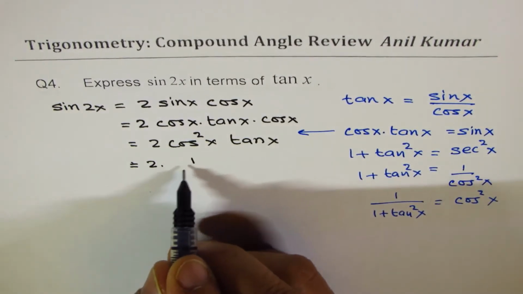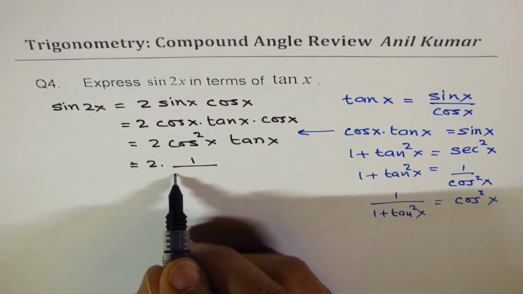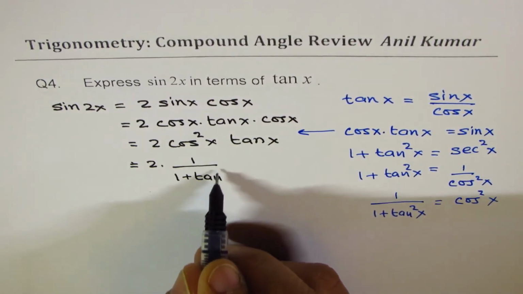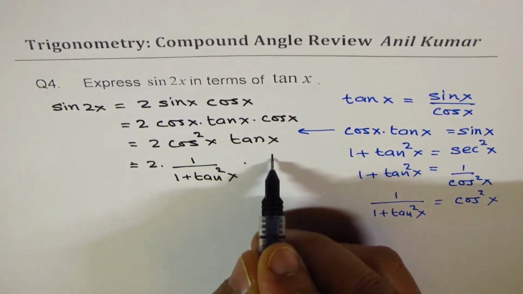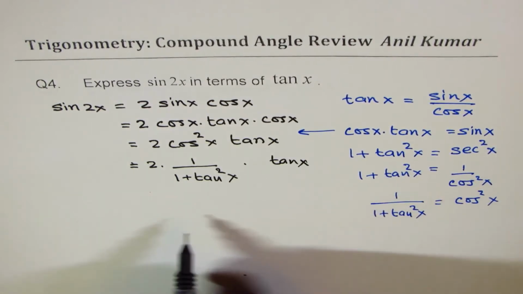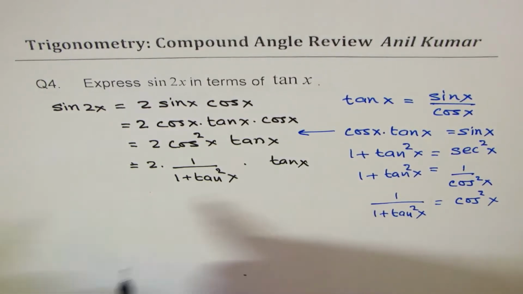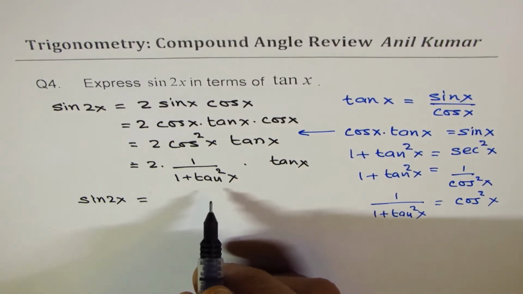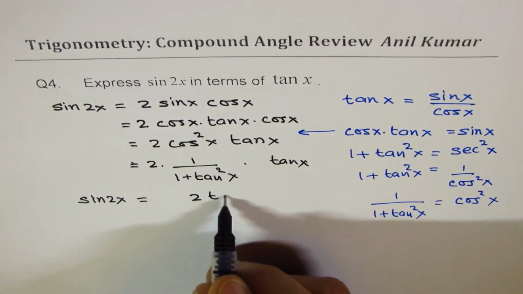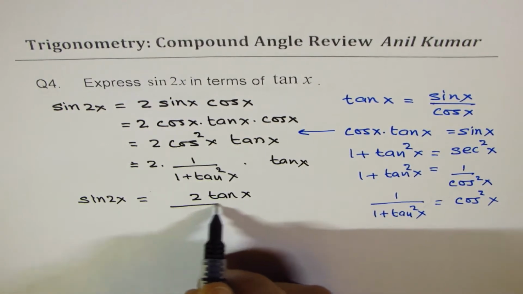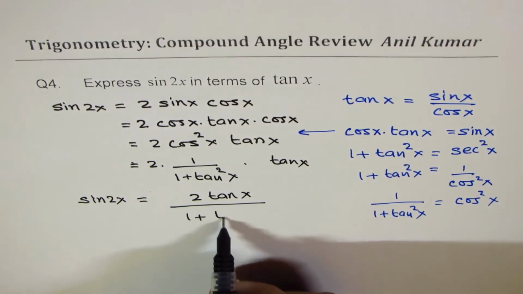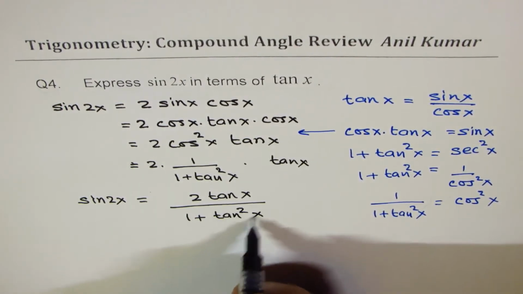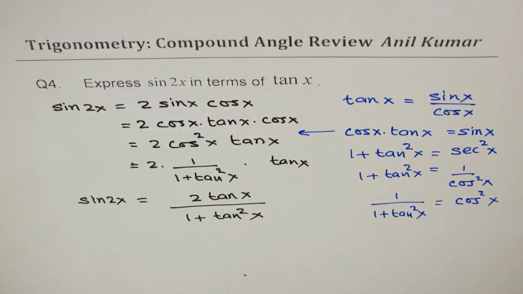So we get 2 times 1 over 1 plus tan square x, and we already have tan x here. So we have got all terms in tan, so now I can write sine 2x as equals to 2 tan x divided by 1 plus tan square x, correct? So that is how you could do it.